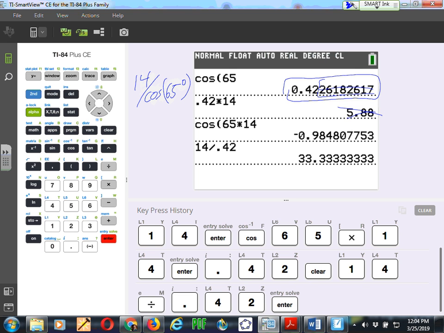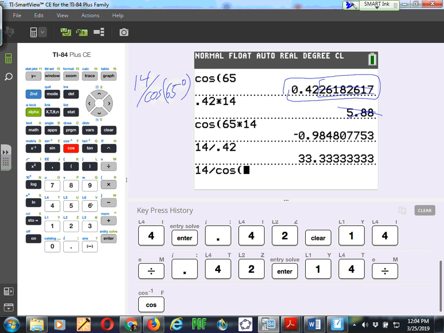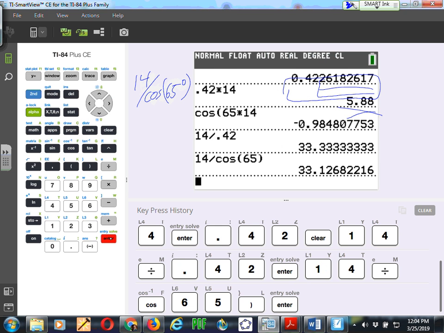But if I let the calculator do what it does really well, 14 divided by cosine of 65, I find out that while the answers are really close, by rounding the cosine to 0.42 and then doing the division, I'm not going to be accurate to 2 decimal places. I'm not even going to be accurate in the first decimal place. That rounding early in the problem made me off by a little over 2/10 from what the actual answer ought to be.